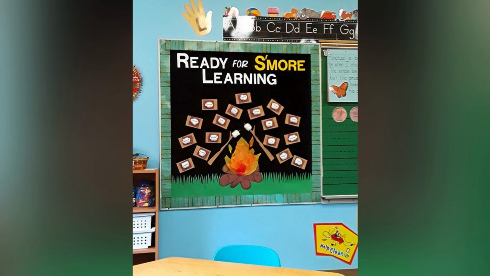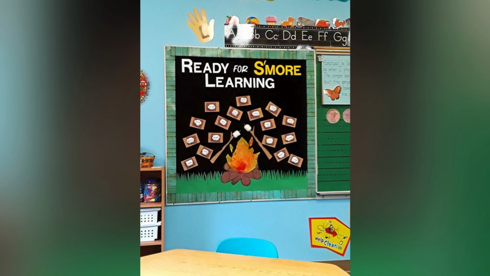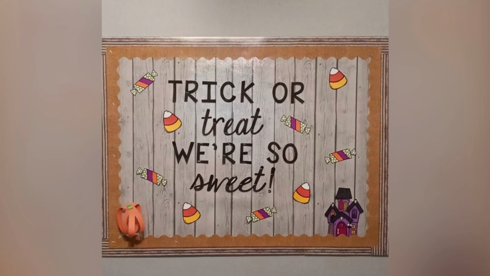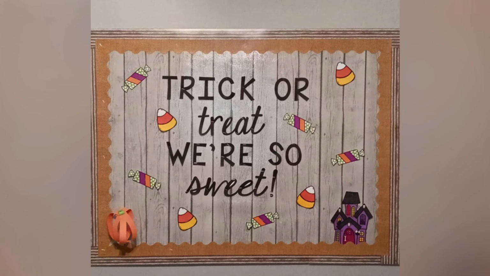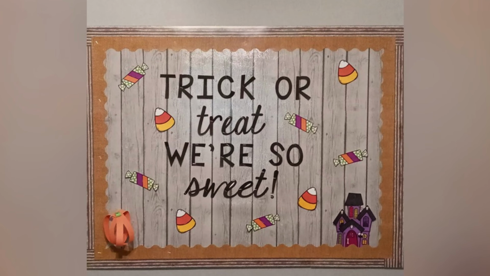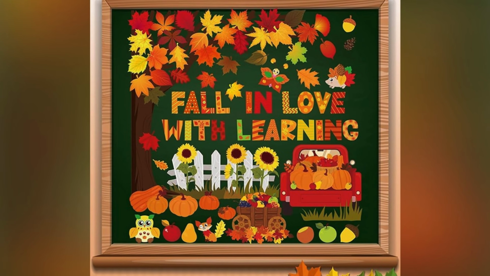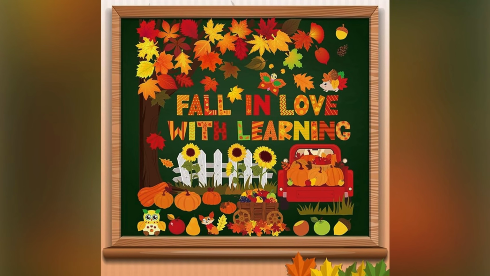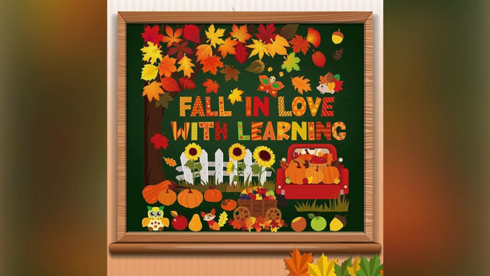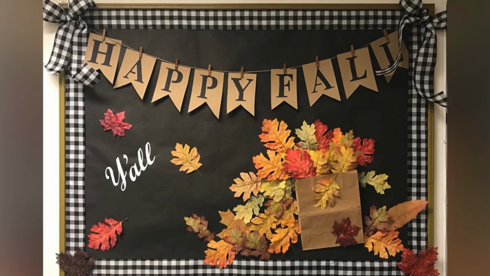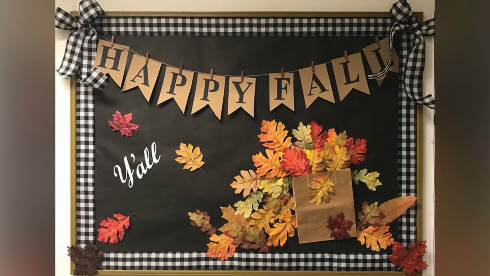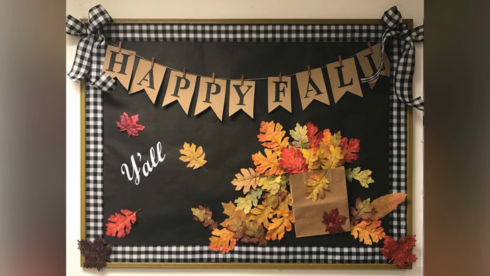Harvest theme. Incorporate elements like pumpkins, corn stalks, and baskets of apples to create a harvest-themed bulletin board. This brings the abundance of the fall season right into your classroom or office. Autumn leaves. Use a variety of colored leaves, red, orange, yellow, and brown, to create a vibrant backdrop. You can also add quotes or messages on the leaves to make the board interactive.